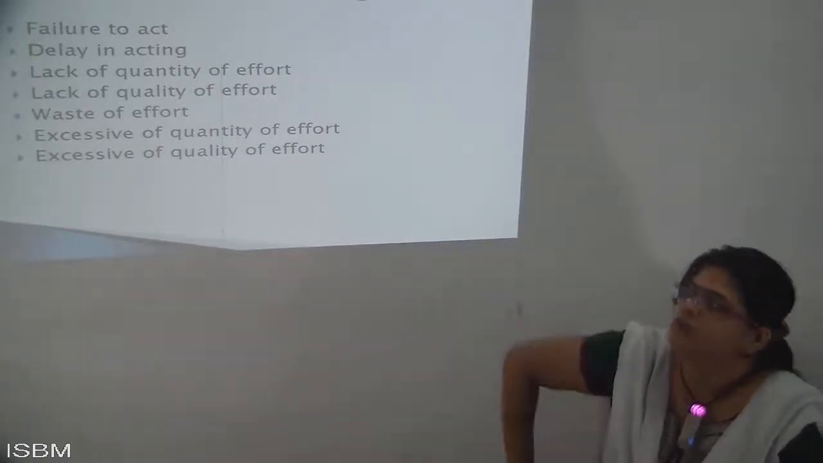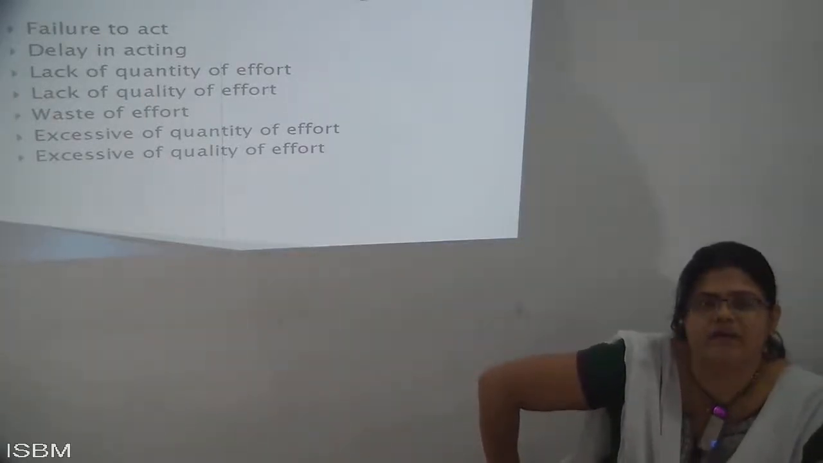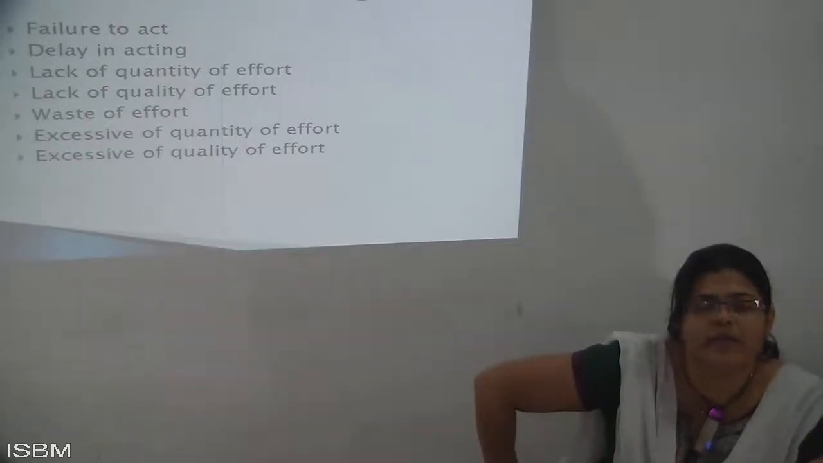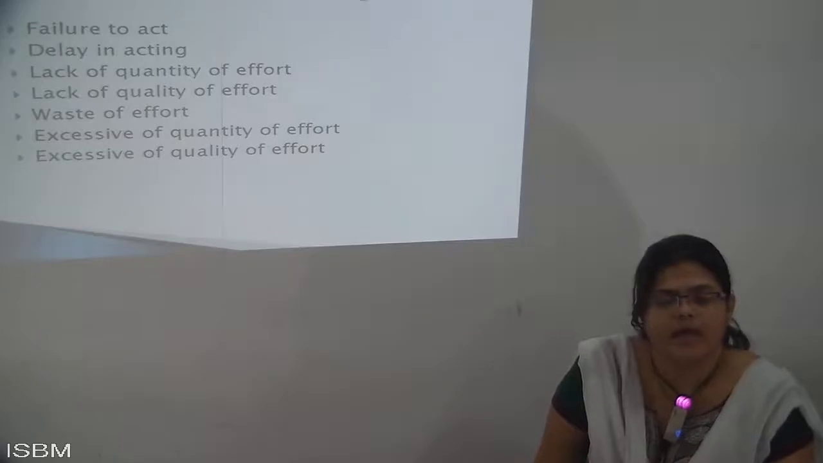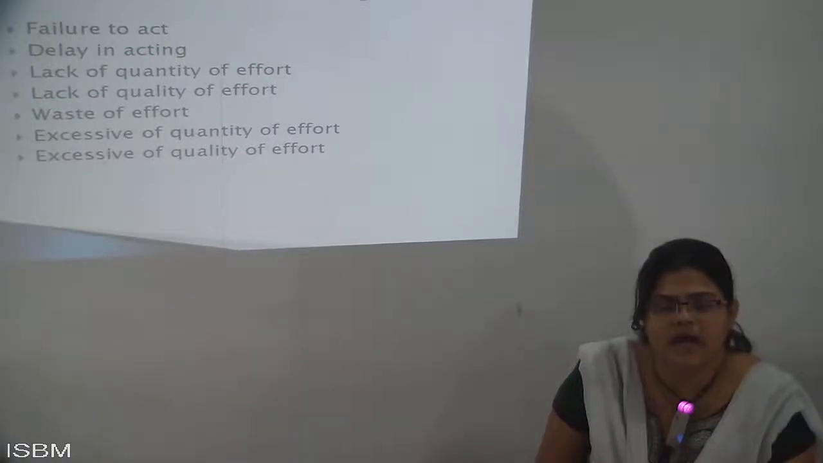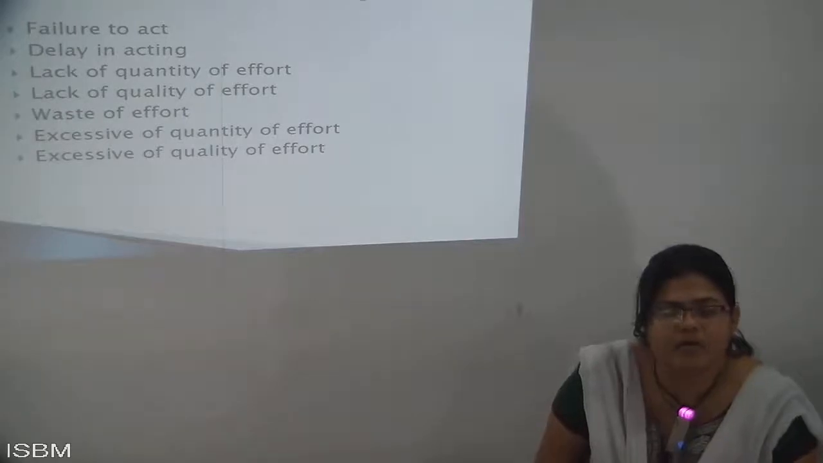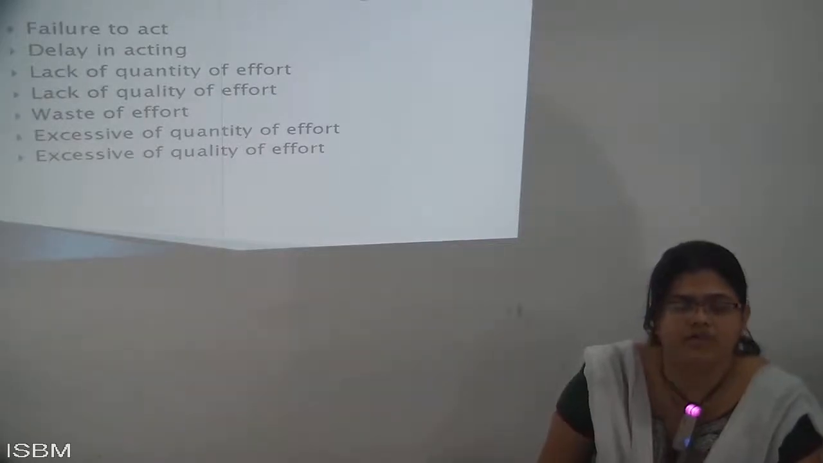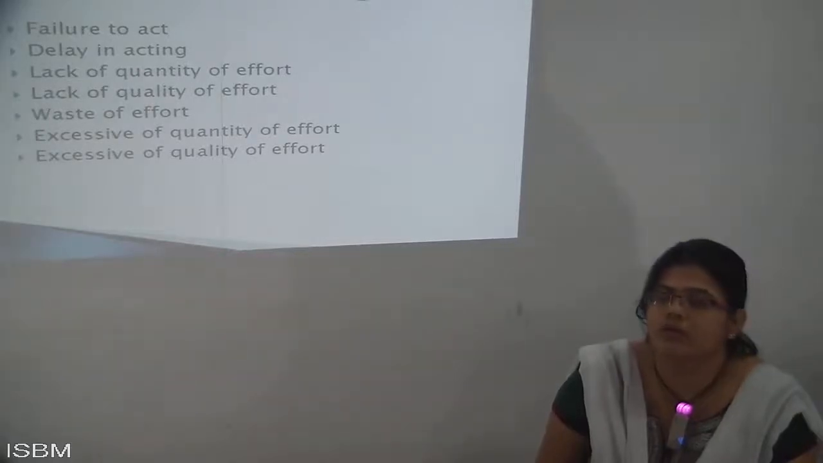First is failure to act, meaning whatever has been said, you're not performing. This is where a strong negative bias or a negative relationship develops. You're not acting in a proper way, you're making the task very difficult, and you're not completing that task in a short period of time. Whatever duties have been allotted, you're not completing that duty. So there is a failure.